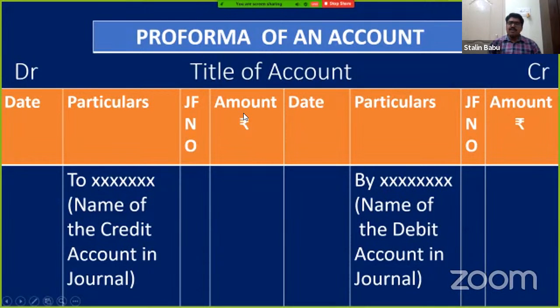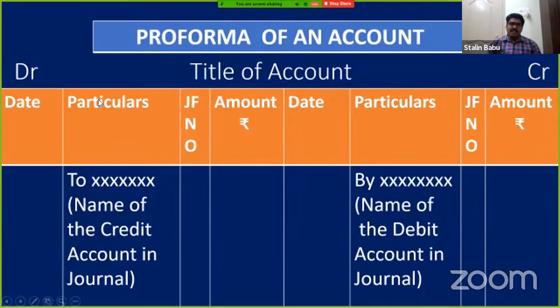And the same 4 columns on the credit side: Date, particulars, JF number, amount. JF means journal folio number. So in the date column, we record the date of the transaction.